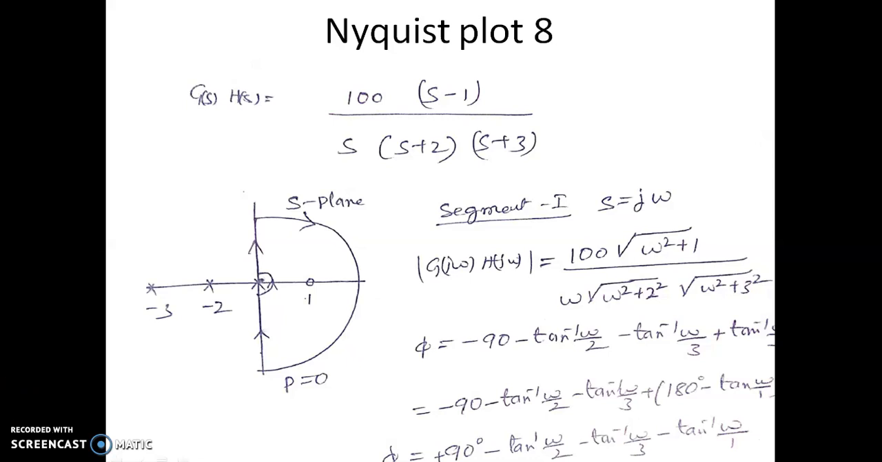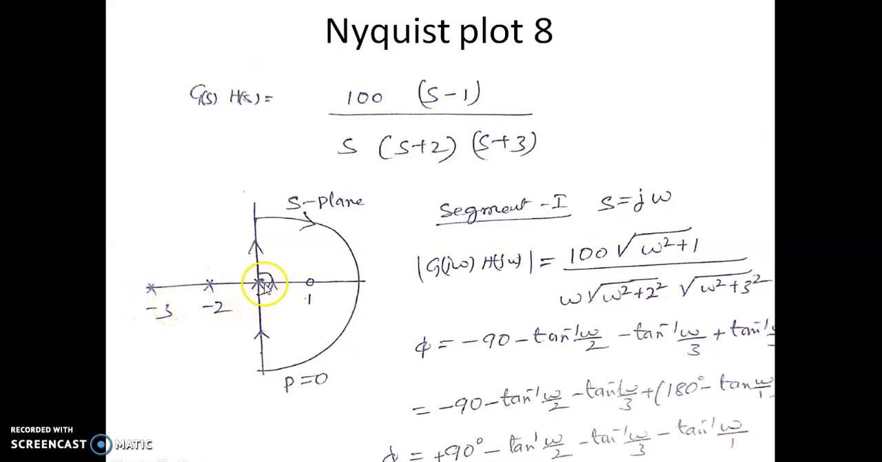So let us consider the open loop transfer function of the system having a pole at the origin. There are two poles on the left hand side of the S-plane, and we have a 0 on the right hand side of the S-plane. So this is the location of 0. We have a pole at the origin and two more poles on the left hand side of the S-plane.